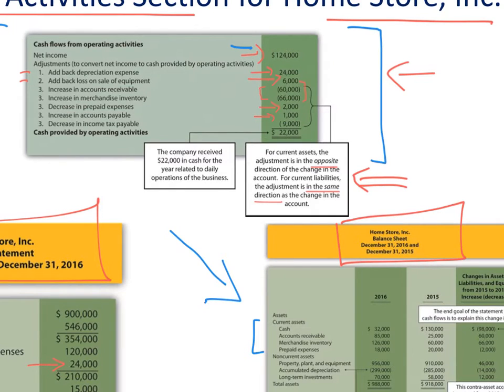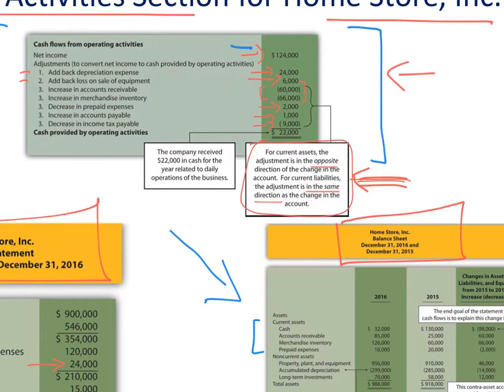If we have a decrease, which you'll see on the balance sheet in income taxes payable or any current liability, then it's going to be shown in the operating activities section as a decrease as well. So again, very, very important rule right here. I'm going to make a mess of this entire slide, but that's okay. This rule right here is related to current assets and current liabilities. For current assets, the adjustment is in the opposite direction of the change in the account. And for current liabilities, the adjustment is in the same direction as the change in the account.